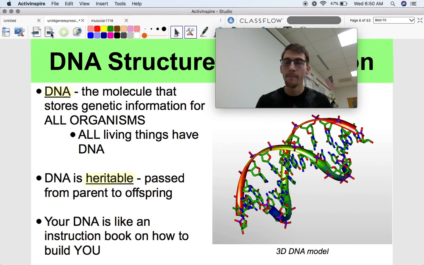It doesn't matter if you're a mushroom or an amoeba or an elephant or a cactus, you have DNA. And every living thing shares a little bit of DNA. So we're all one big family. We'll talk about that in another unit. But anyway, all living things have DNA, and DNA is heritable. It is the genetic material that is passed down from parent to offspring. It's what determines you, right?